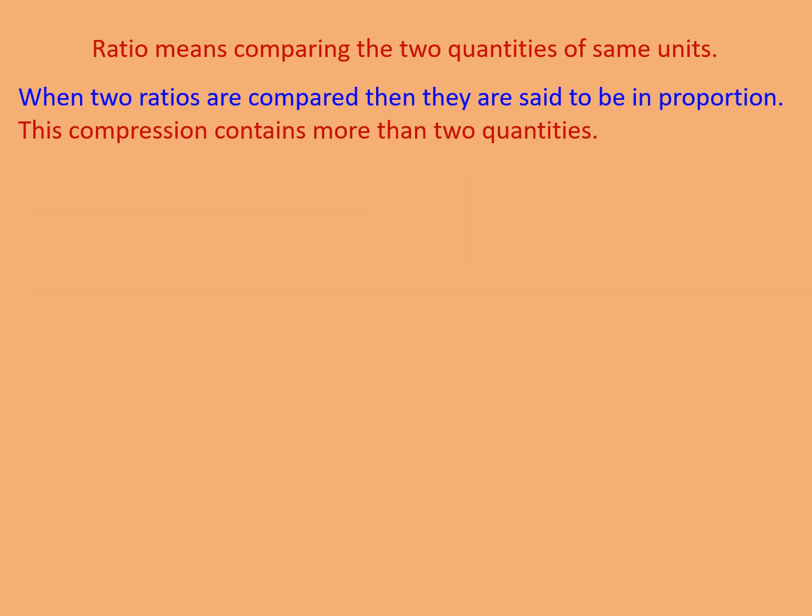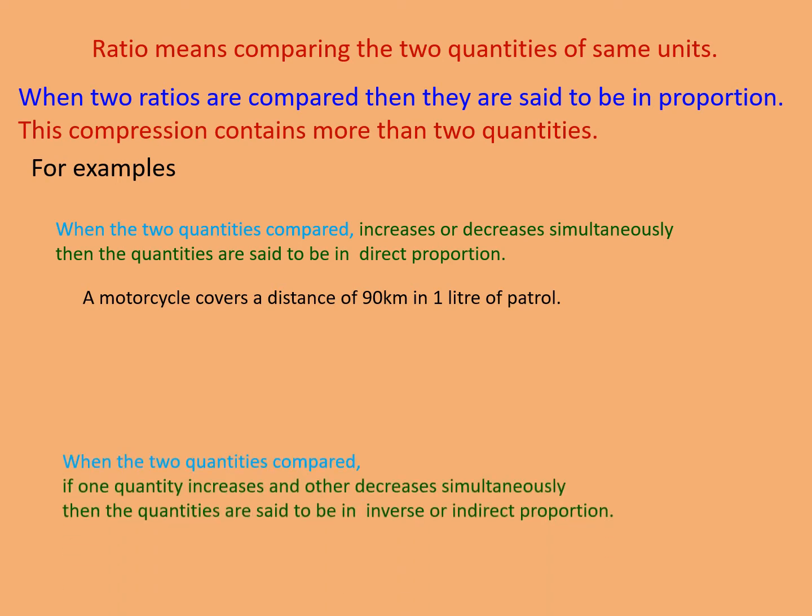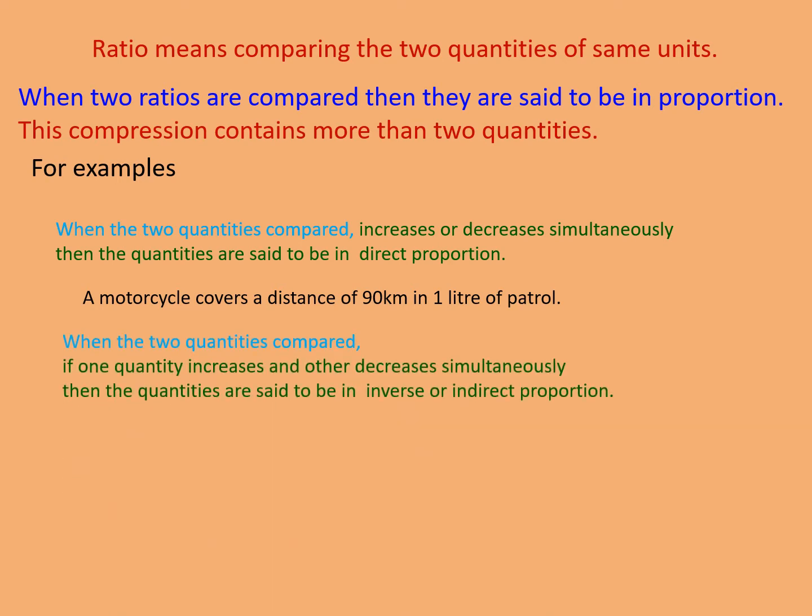When two ratios are compared, they are said to be in proportion. This comparison contains more than two quantities. When two quantities are compared and they either increase or decrease simultaneously, meaning if one quantity increases the other quantity also goes up, such a comparison is called direct proportion. For example, a motorcycle covers a distance of 90 km in 1 liter of petrol. That is your direct variation.